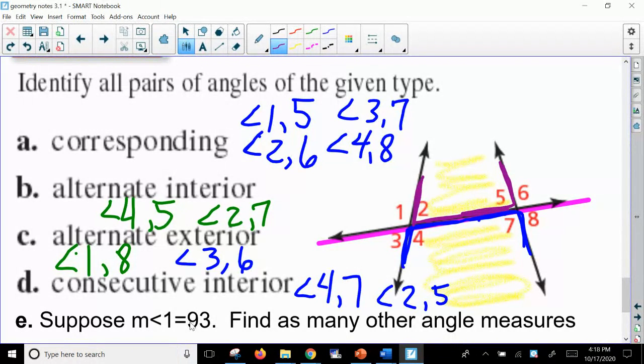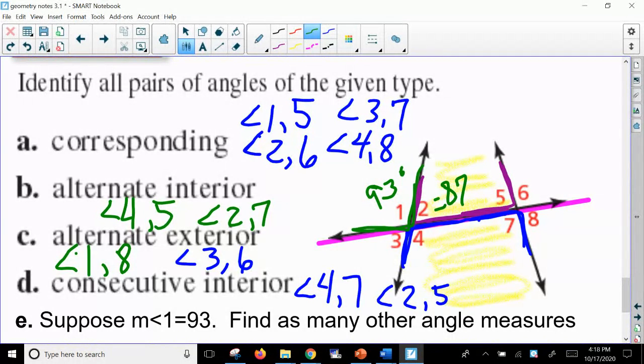Okay, and I added something. So suppose angle 1 is 93 degrees. So here goes angle 1, and suppose angle 1 right here is 93. Find as many other angles as you can. Well, you should notice that angle 1 and angle 2 make a linear pair. See that? Linear pairs, remember, are adjacent back-to-back angles, share the wall, and make a straight line. So that means angle 2 has to be 180 minus 93, because linear pairs add up to 180. So angle 2 has got to be 87.